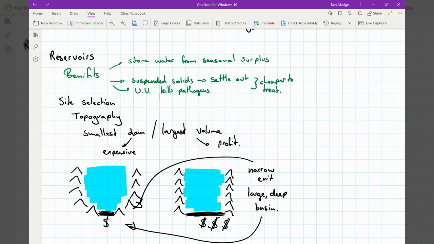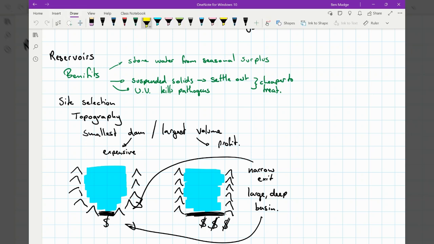Okay, so now we have to look at some reservoirs. Now, reservoirs are really important sources of water because they allow us to store water from seasonal surpluses. So in the winter, when it's raining a lot, we can store that and use it over the winter.